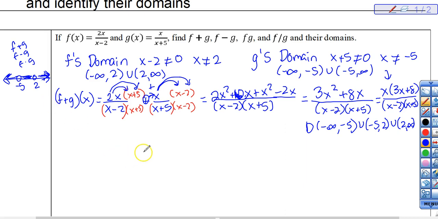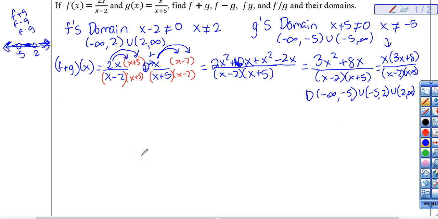We have added them. Now we're going to subtract them. Not much is going to change here, but I will have you clue in on one thing. So we're going to take 2x over x minus 2 minus x over x plus 5. And definitely clue into that minus, because we're subtracting. That's important. And we get our jealous denominators.